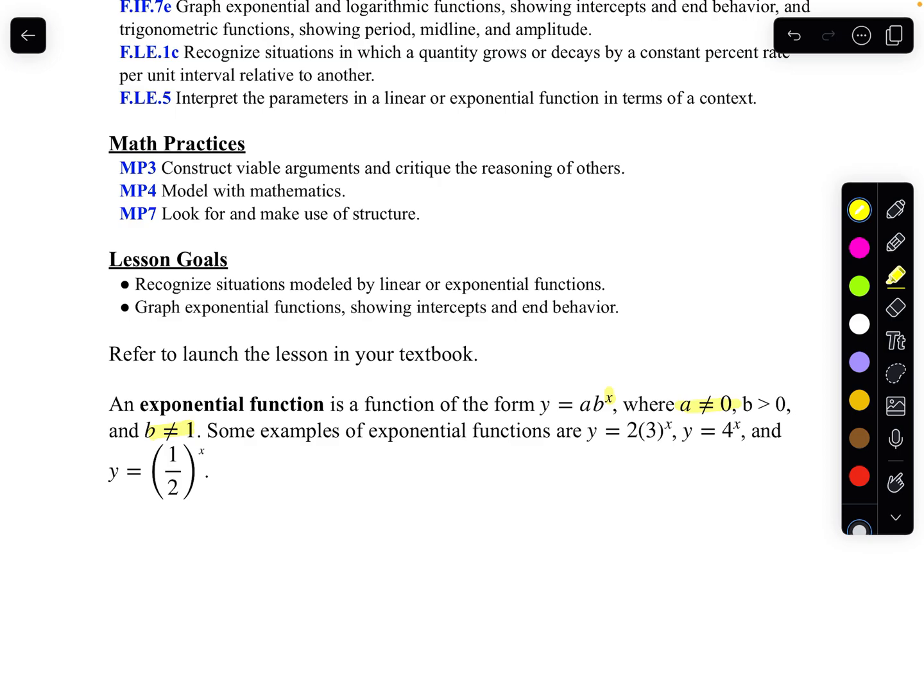So for example, 2 times 3 to the x power, that's an exponential function. 4 to the x power, so a could be 1, b just can't be 1. And y equals 1/2 to the x power. You can have a number less than 1, you can have a fraction, but notice you have an exponent here.